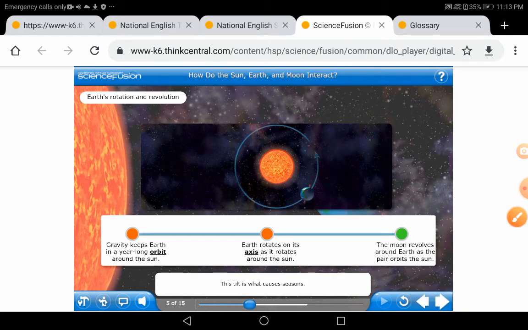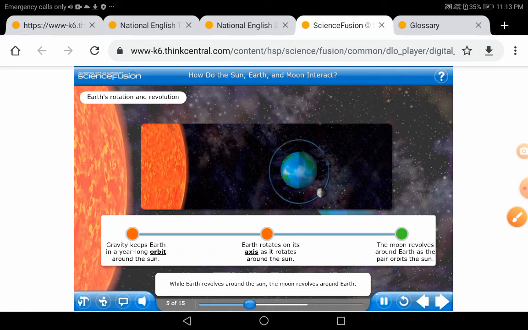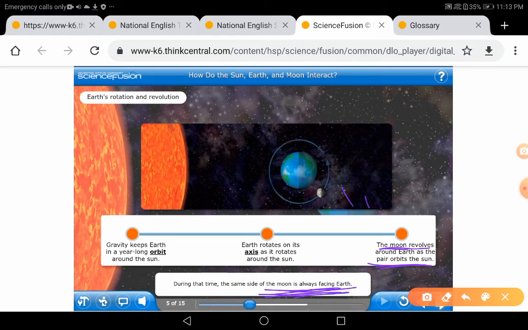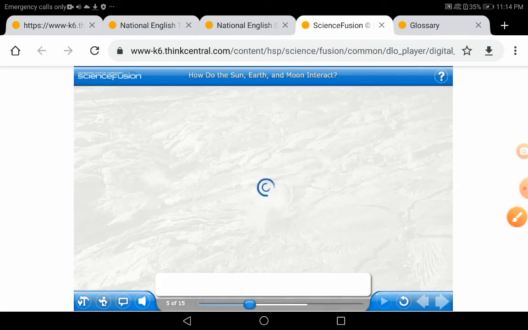Okay, let's see the moon. While Earth revolves around the sun, the moon revolves around Earth. It takes about 1 month for the moon to travel all the way around Earth. During that time, the same side of the moon is always facing Earth. You see, only one side of the moon faces the Earth, and it takes 1 month for the moon to orbit the Earth, to move around the Earth. Next.